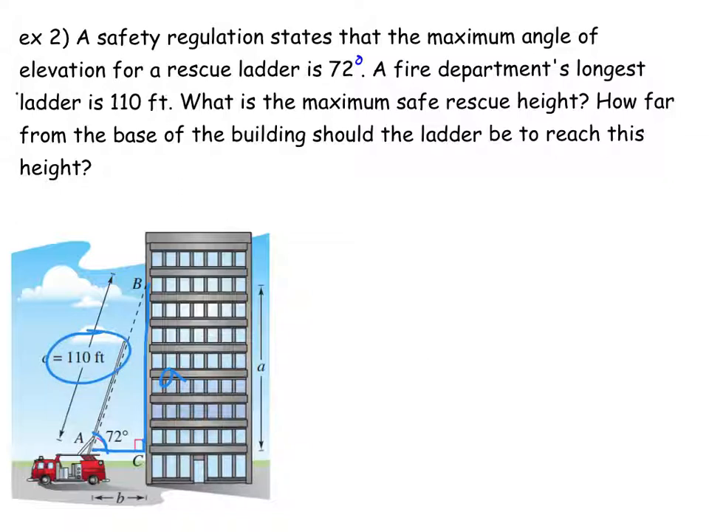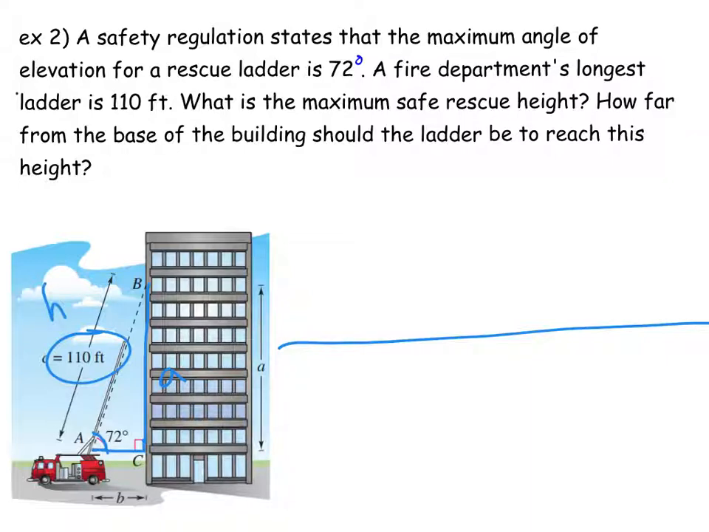I'm going to go with the maximum height first, so I'm going to focus on A. And both of these, we got two separate problems that we have to do. That's part of the complexity of this one, is you got to make sure you're clear about that. I'm going to get A first, and I'm going to look at it from the 72-degree angle.